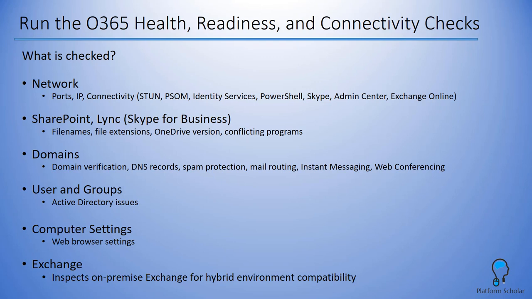Domains are checked too, to make sure that your domain verification has been successful and DNS records have been added correctly, and also that you're pointing to the correct spam protection server for Exchange Online. It also checks users and groups in Active Directory to make sure that there's no issues and that all the users and groups are valid and have the correct properties. It will check your web browser settings too to make sure it's compatible with Office 365, and finally, there's an Exchange check that's run to inspect the on-premise environment to make sure that you can run in a hybrid environment if that's what you want.